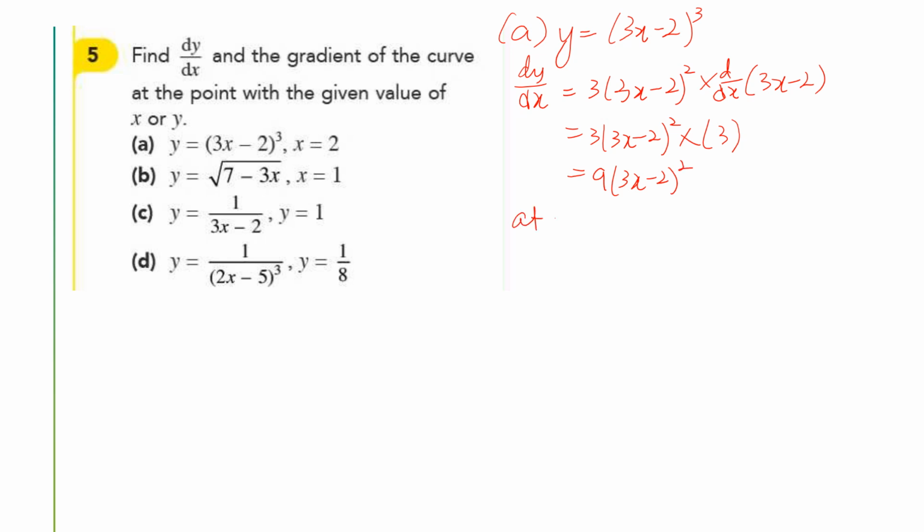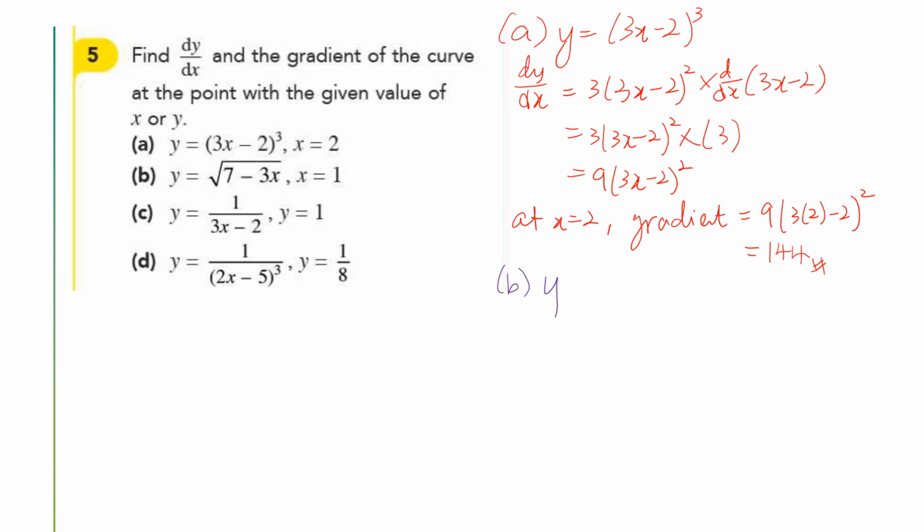So at x equals 2, the gradient will be 9 (3 times 2 minus 2) to the power of 2. You can just use a calculator to help you evaluate that, and you will get 144. Okay, let's move on to part B.